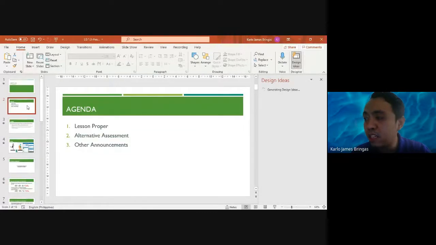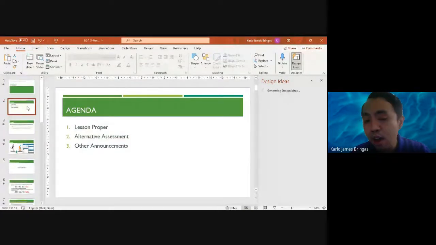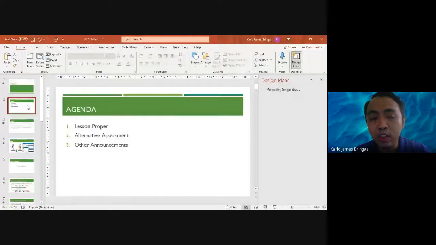So today's agenda are as follows. We just have our lesson proper. After we talk about our lesson, we will discuss our alternative assessment as well. And finally, we'll cap off this synchronous session with all other announcements that we have.